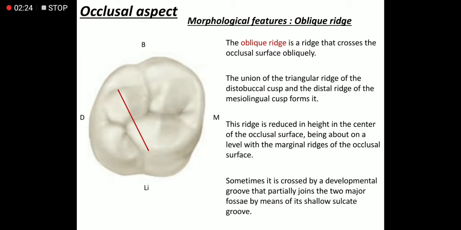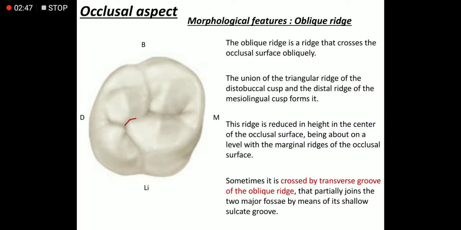Morphological feature: oblique ridge. As the name suggests, this ridge crosses the occlusal table obliquely. It is formed by the union of the triangular ridge of the distobuccal cusp and the distal ridge of the mesiolingual cusp. In the center, the height of the oblique ridge is reduced to the height of the occlusal surface. Sometimes this ridge is crossed by a developmental groove. When it does, it is known as transverse groove of oblique ridge.